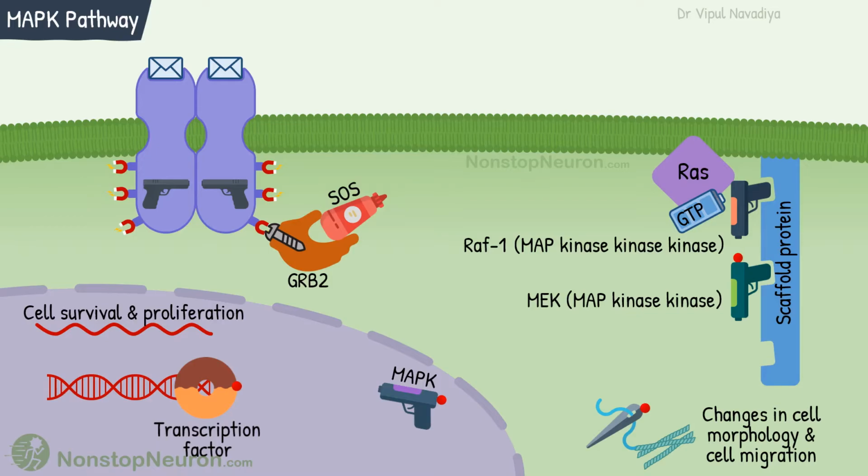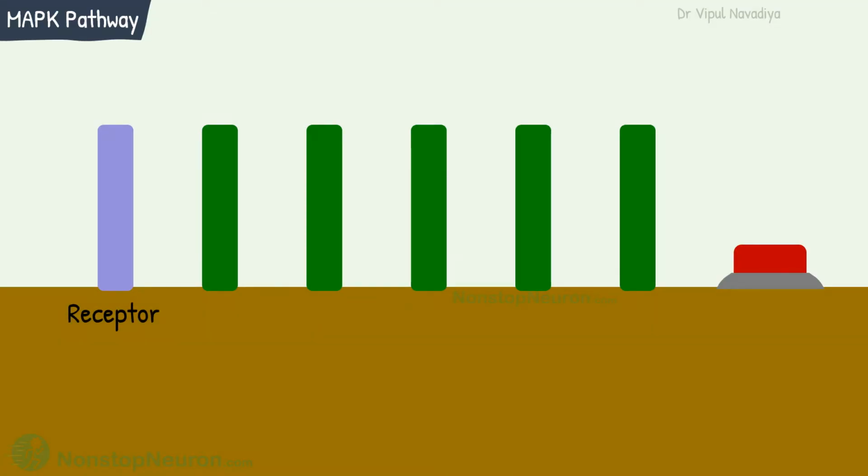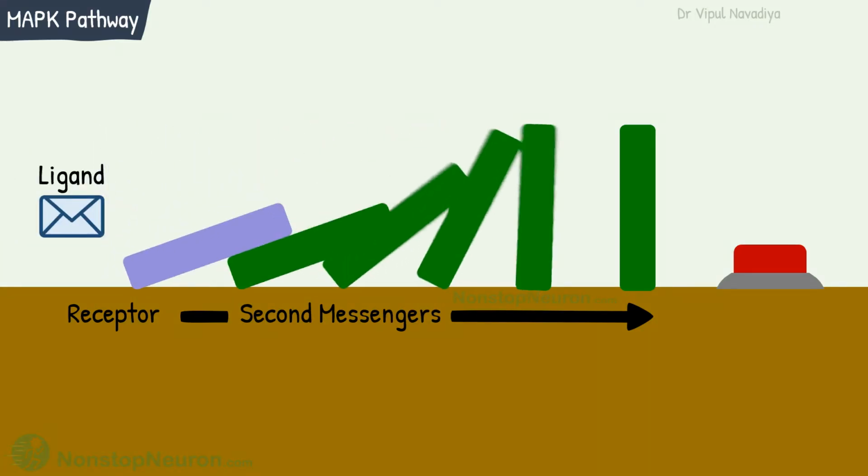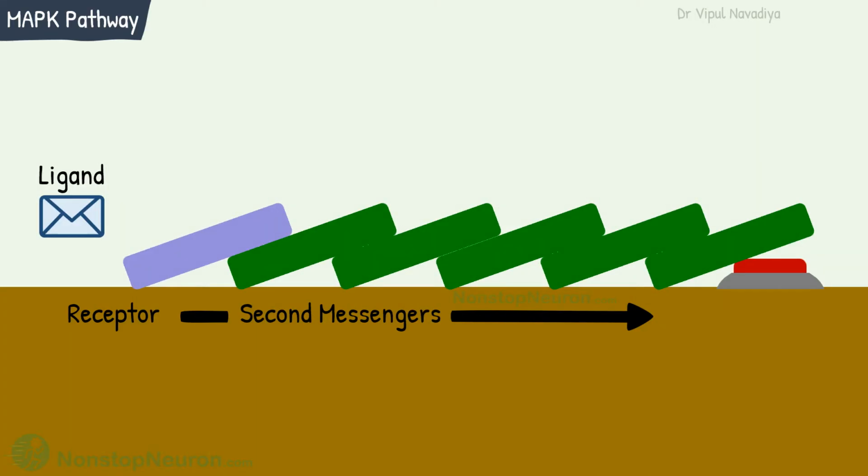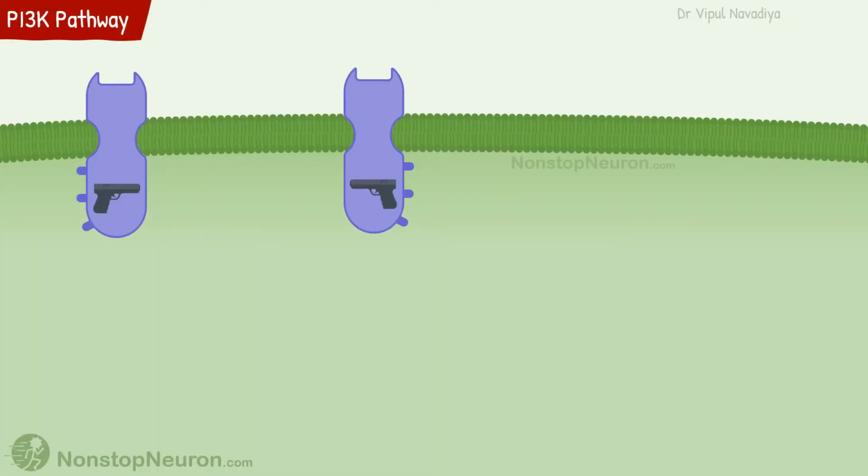If you are getting confused between so many molecules, forget the detail. Just think receptor and all the second messengers are lined up like dominoes. Ligand activates the receptor, leading to a series of activation of downstream molecules one after another. It's like a series of dominoes. And at the end, we have the final cellular response. I hope this helps. Now let's talk about the phosphatidylinositol 3 kinase or PI3K pathway.